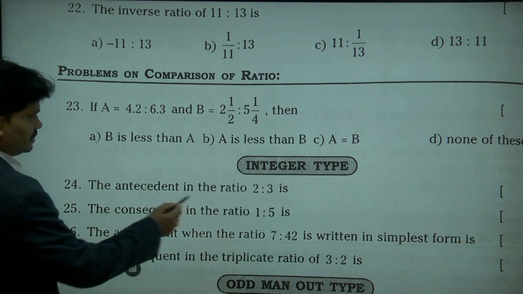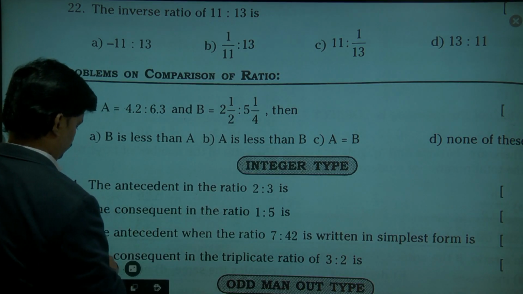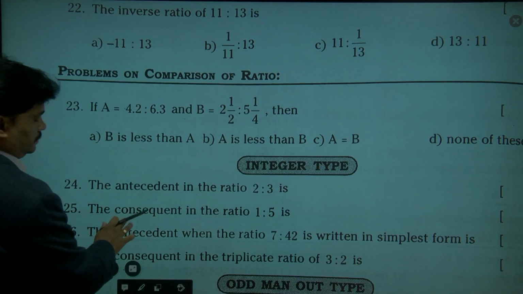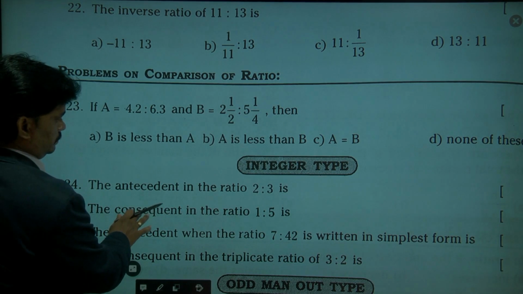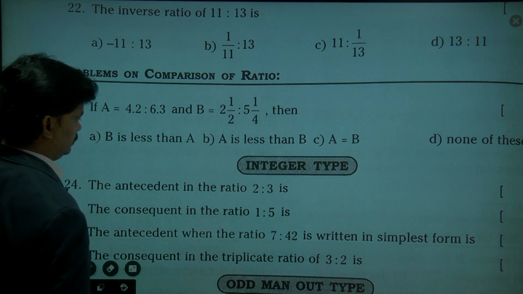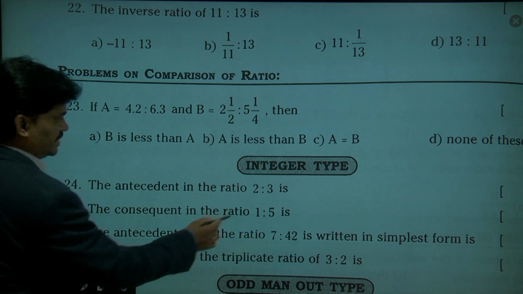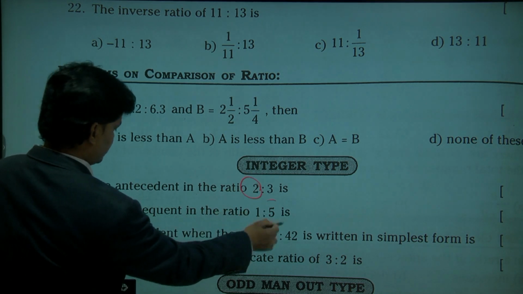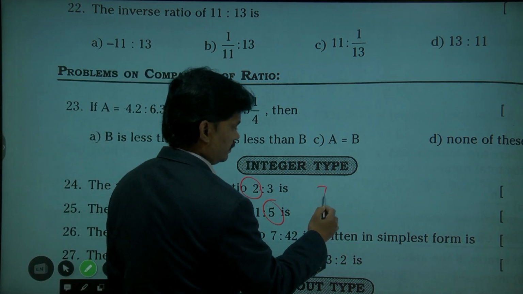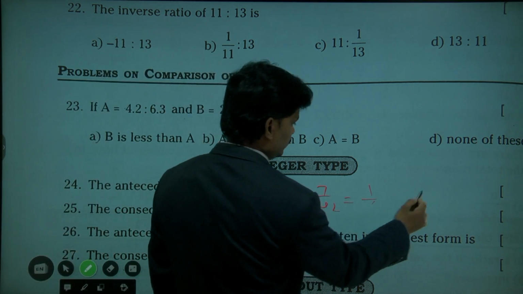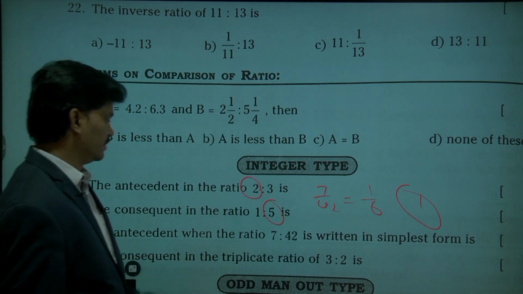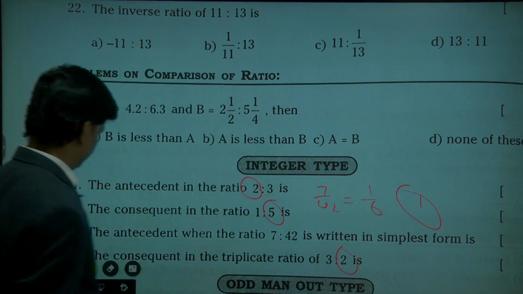The antecedent 2. Okay. Antecedent is 2, consequent is 5. Antecedent when the ratio of 7 is to 42 is in simplest form: 7 by 42 will get 1 by 6, no? 1 is the antecedent in the simplest form. Consequent in the ratio 2. We'll go for the next.